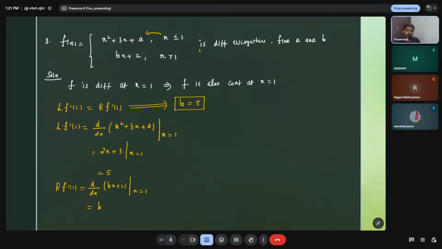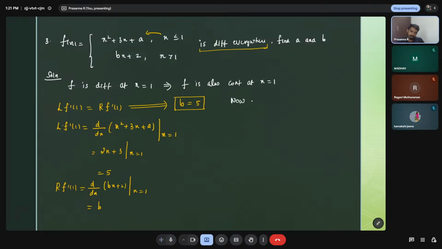If it is differentiable, obviously my L of f dash has to be equal to R of f dash. If you want to find it very easily by shortcut, you differentiate the left hand side function of 1 and you put x equal to 1 because you're checking at 1. If you want to find L of f dash of 2, you differentiate the left hand side function of 2 and then you put x equal to 2. So b is 5.